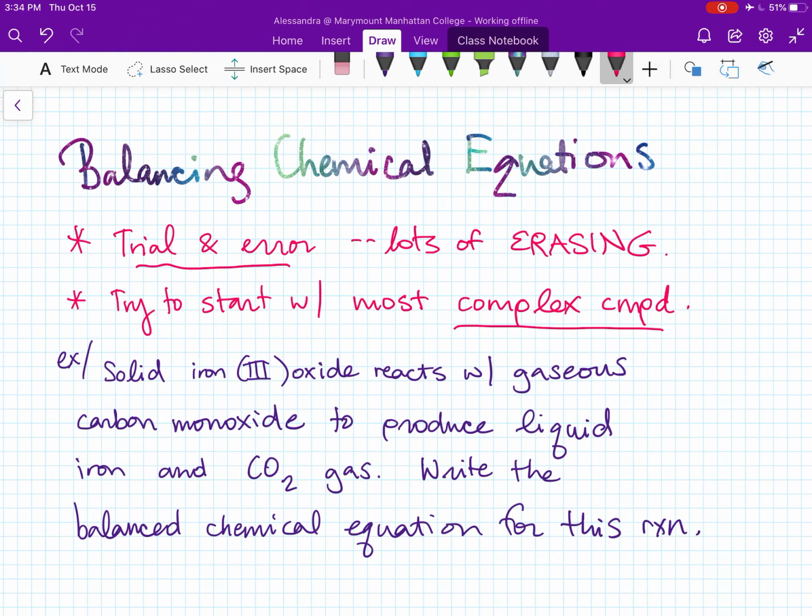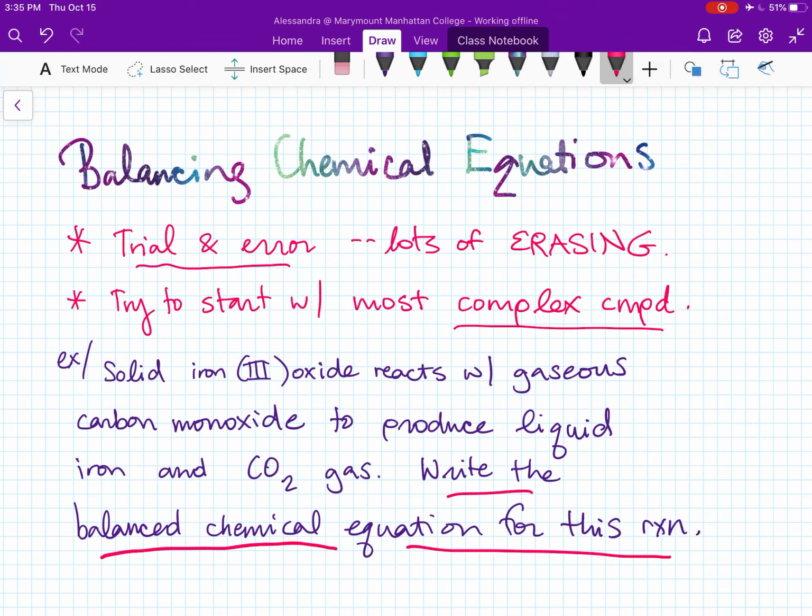So I just want to do several examples to show you how I do it in the hope that it will help you figure out how to balance chemical equations for yourself. Solid iron(III) oxide reacts with gaseous carbon monoxide to produce liquid iron and CO2 gas. Write the balanced chemical equation for this reaction.